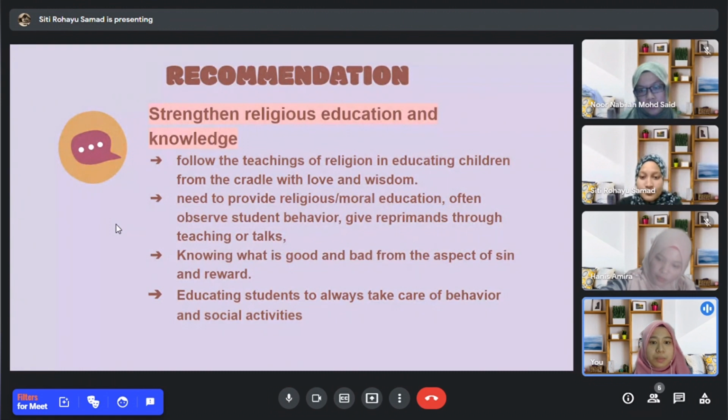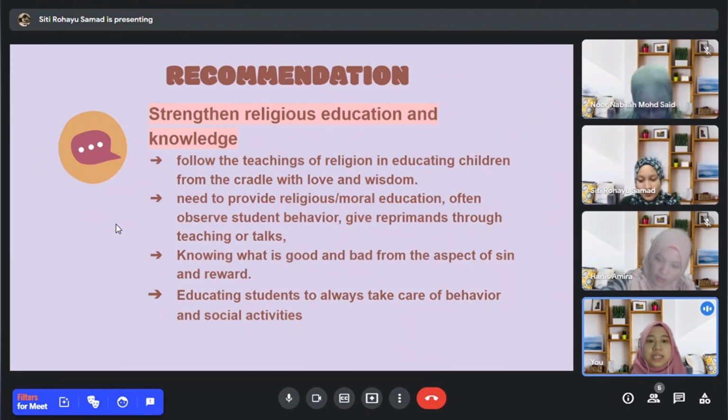Parents play an important role in following the teachings of religion in educating children from the cradle with love and wisdom. A wise man said one quote, strike the iron while it's hot. That is exactly what parents are trying to do now with their precious child. Get the child started with a quality early education to build a strong foundation for the child to develop physically, mentally, socially, and emotionally at the same time.